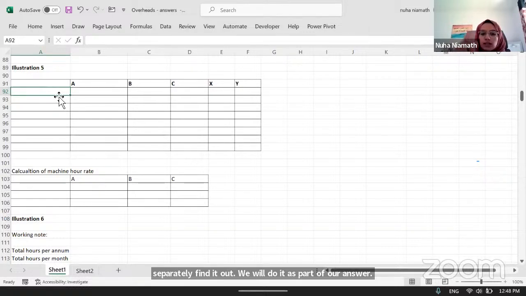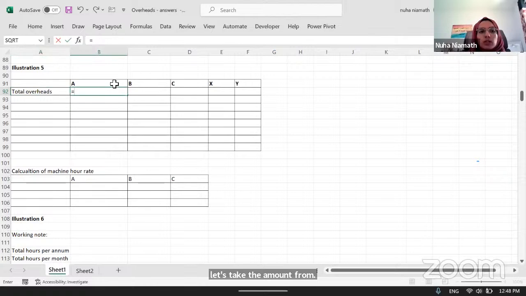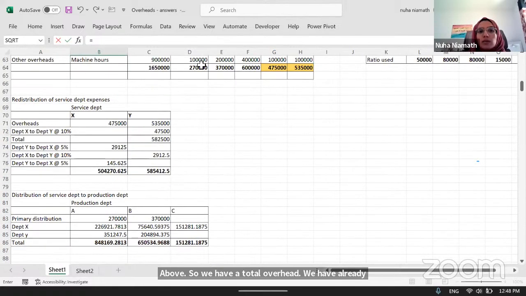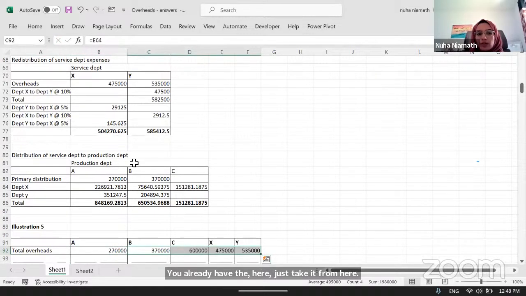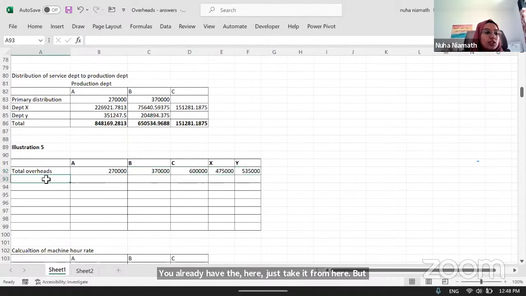So the first thing is, let's take the amount from the above. We have our total overheads. We have already found it out, no need to sit and do it again. We already have the amount here. Just take it from here for B, C, X, and Y. This we have already found, correct? Now we start distributing X and Y amounts at 10%.